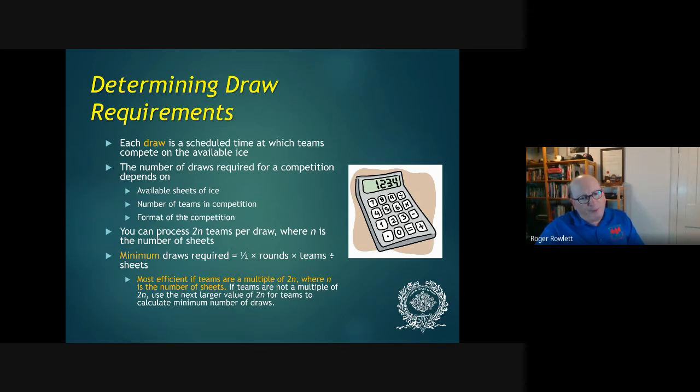So if you happen to have a number of teams, or are planning to have a number of teams in your Bonspiel, that's not a multiple of twice the number of sheets, then you're going to have to use the next larger value of 2^n to calculate the minimum number of draws. So if you've got 18 teams in your event, you're really thinking about a 32-team event with lots of byes. So just think about it that way.